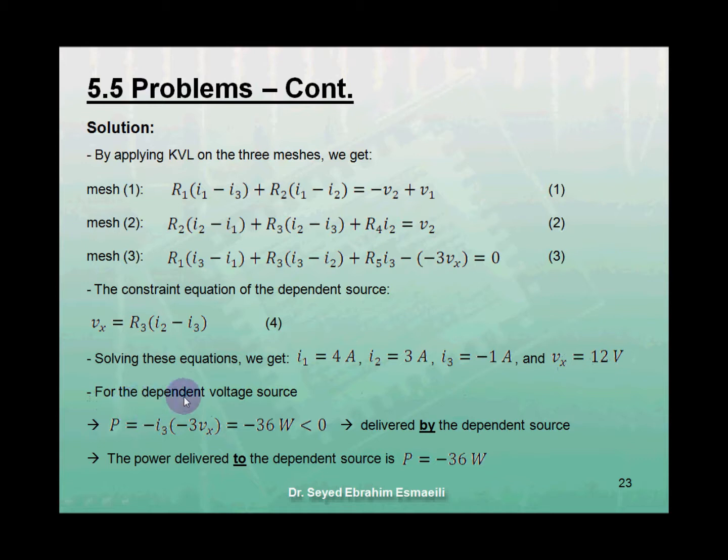For the dependent voltage source, we have P equals minus I3 times minus 3Vx equals minus 36 watts, which is less than 0. This means that the power is being delivered by the dependent source. Hence, the power delivered to the dependent source is P equals minus 36 watts.